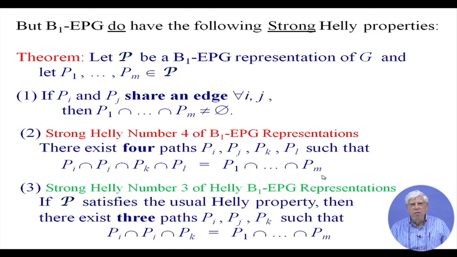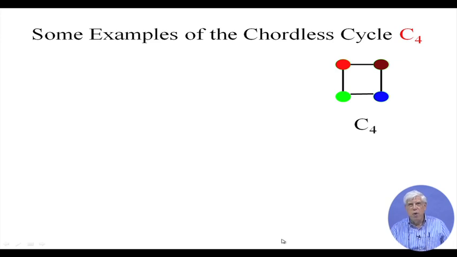Moreover, if your representation happens to satisfy the usual Helly property, then the strong Helly number would be 3. That is, if P satisfies the usual Helly property, then there exist 3 paths. I only need a committee of 3 people whose intersection gives me the intersection of the whole group. Well, that's what we know about cliques and strong Helly. Now let's look at chordless cycles.